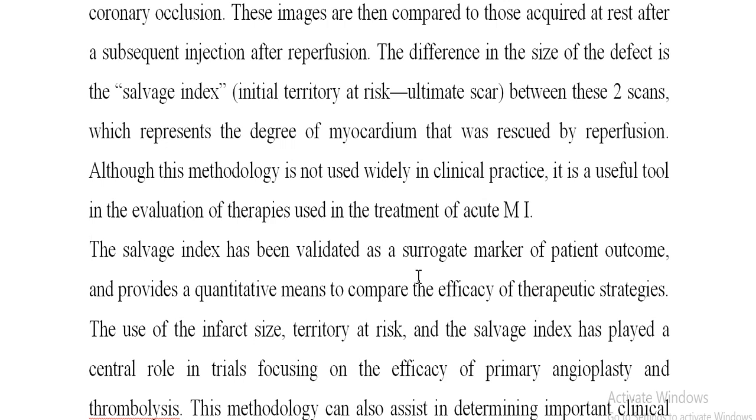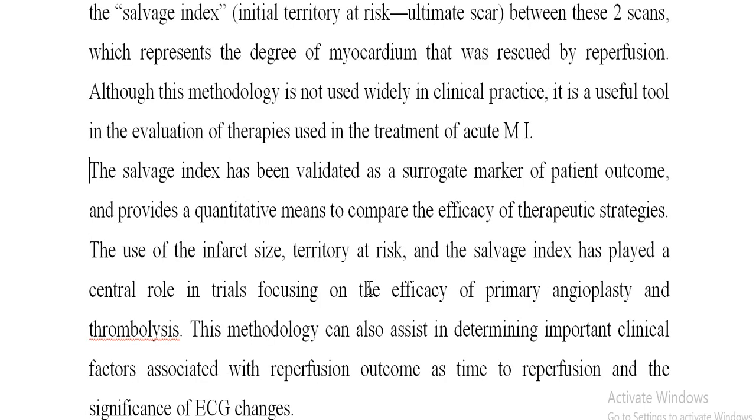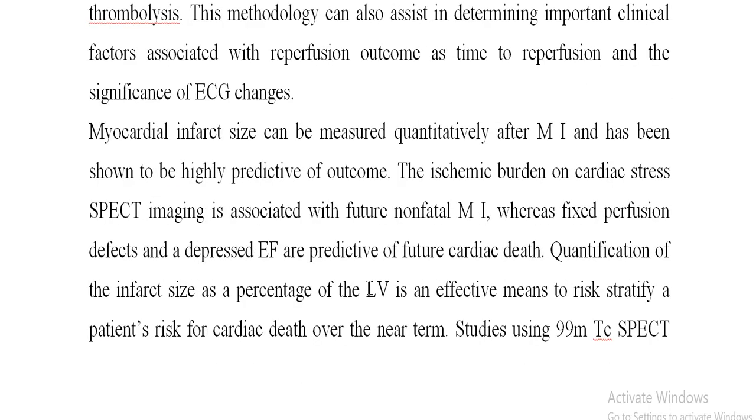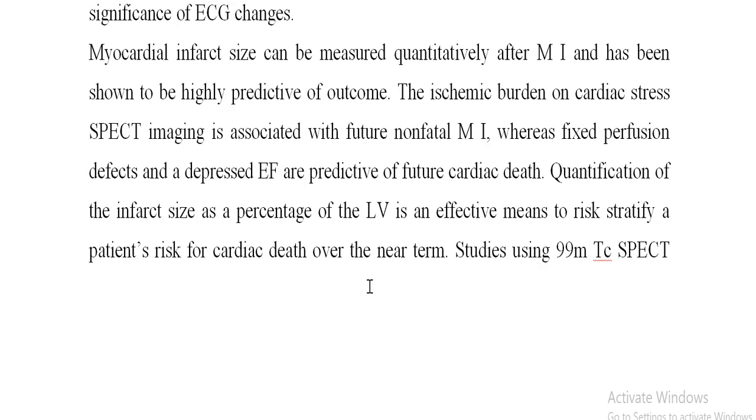Myocardial infarct size can be measured quantitatively after MI and has been shown to be highly predictive of outcome. The ischemic burden on cardiac stress SPECT imaging is associated with future non-fatal MI, whereas fixed perfusion defects and a depressed EF are predictive of future cardiac death. Quantification of the infarct size as a percentage of the LV is an effective means to risk stratify a patient's risk for cardiac death over the near term.